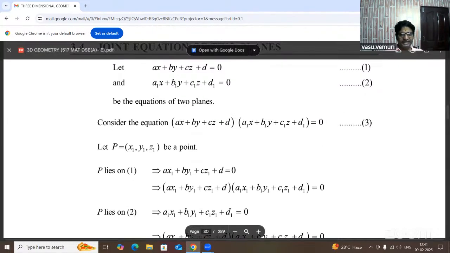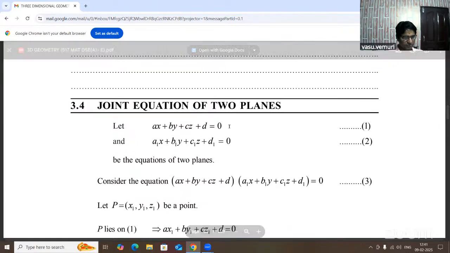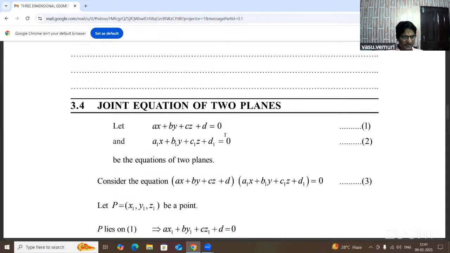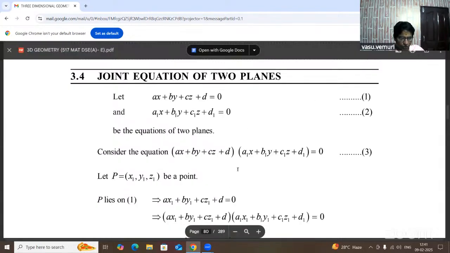What is the joint equation? Listen carefully. What is the joint equation? Two planes are given. Consider the equation first plane times second plane equal to 0. That is the joining of these. When the first plane and the second plane are multiplied, the product equals 0. So any point x1, y1, z1 on the first plane satisfies ax1 plus by1 plus cz1 plus d equal to 0.